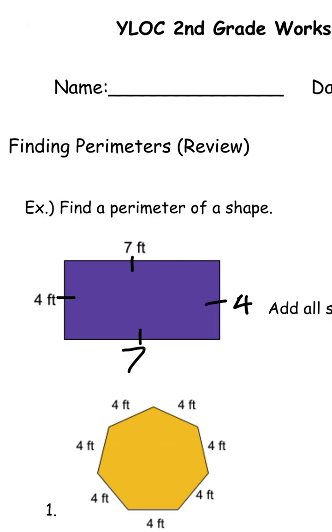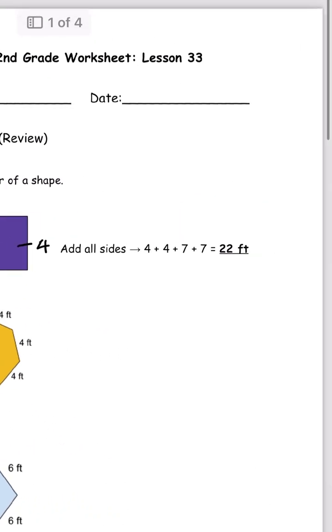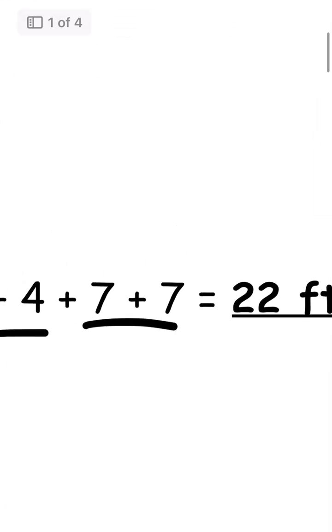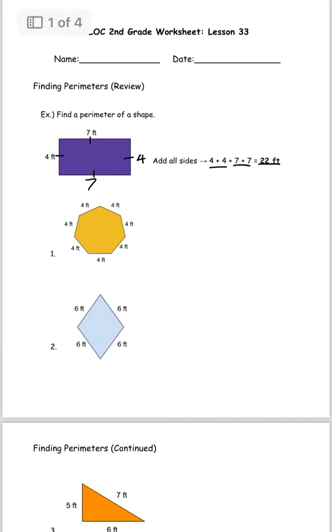And then now we have to add it. To find the perimeter, you have to add all sides. So we have 2 4s and 2 7s, right? So when we add them all together, we get 22 feet.